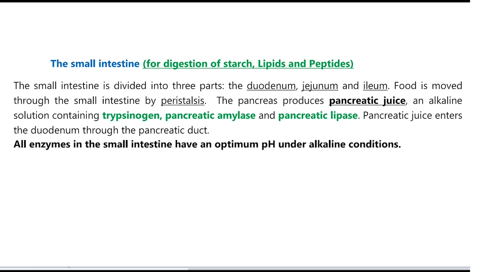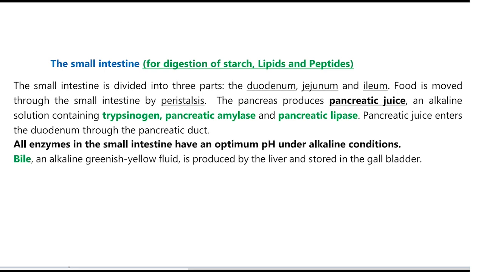All enzymes in the small intestine have an optimum pH under alkaline conditions. But remember, the food is just coming from the stomach where it was acidic. How then does the pH change to alkaline? Bile, an alkaline greenish yellow fluid, is produced by the liver. The liver is one of the accessory organs of the digestive system.